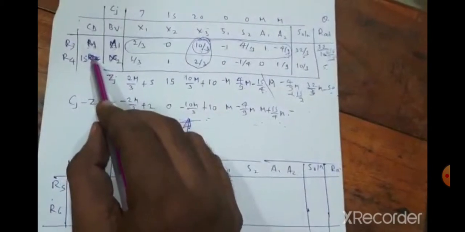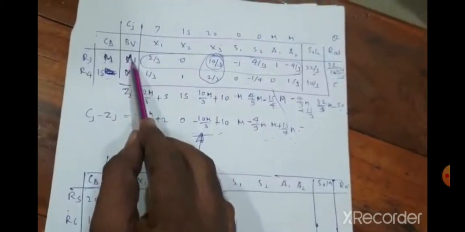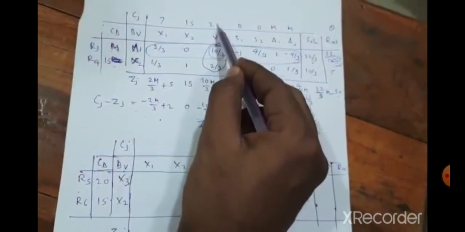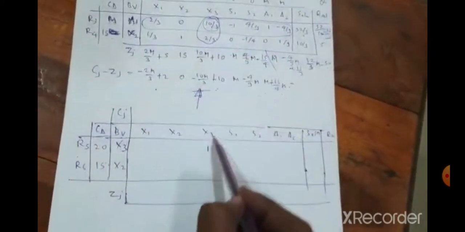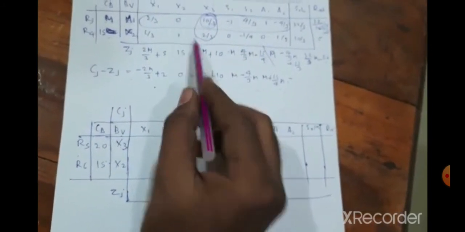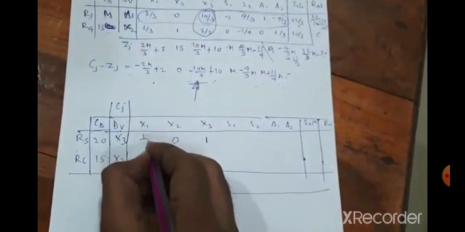So now instead of A1 you write X3 in the new table. You apply the same formula here. The key element, that is 10 by 3, should become 1. So the whole row should be divided by 10 by 3, which means you multiply with 3 by 10. So 2 by 3 into 3 by 10 is 1 by 5. Then 1 by 1 into 3 by 10, so minus 3 by 10. In this way, first write down, and next the R5 column.